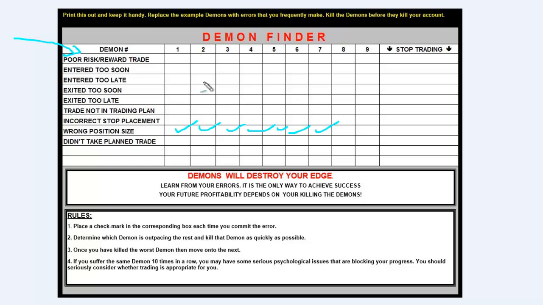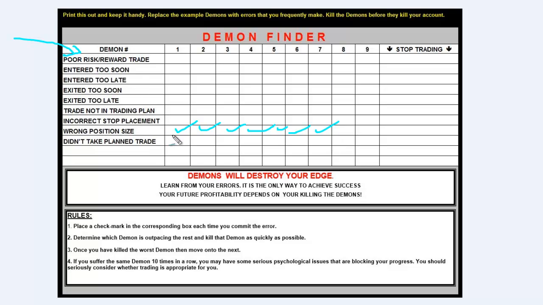What is outpacing the others? Maybe you don't have any problems choosing poor risk reward trades. Maybe you're always looking for 3-to-1 Rs, fine. But you're always doing the wrong position size. One minute you're doing 2% of your account, the next minute you're doing 5% of your account based on gut instinct, and it's causing you to fluctuate in your P&L all over the place. It's a mistake, you come in, you try to fix it.